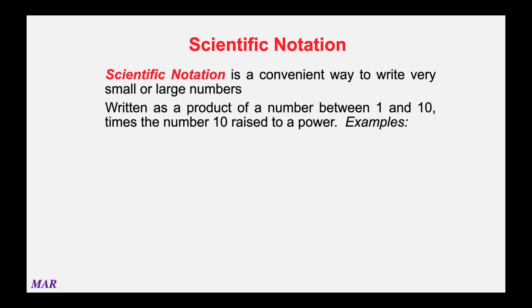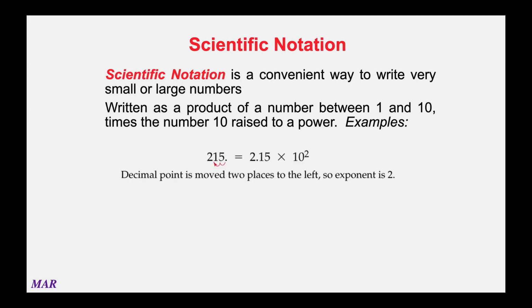So let's look at some examples of how this works. Scientific notation is always a number between 1 and 10 times 10 raised to a power. If you want to write 215 in scientific notation, as a number between 1 and 10, it would be 2.15 times 10. If you move the decimal to the left, you make it a positive exponent. So we moved it 2 to the left. That's where the 10 to the second part comes in. So 215 would be 2.15 times 10 to the second.